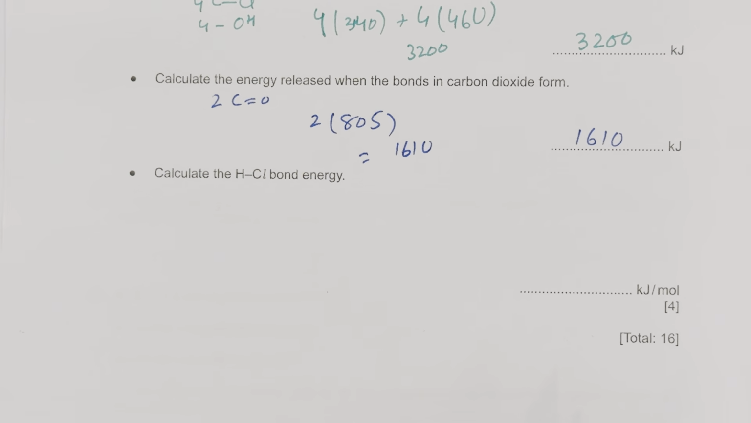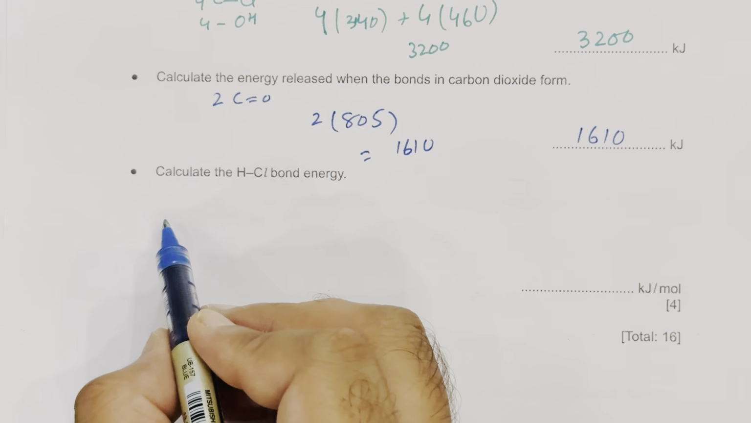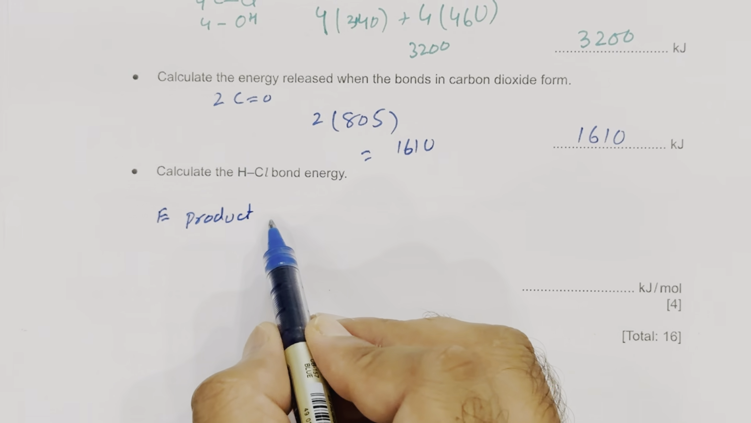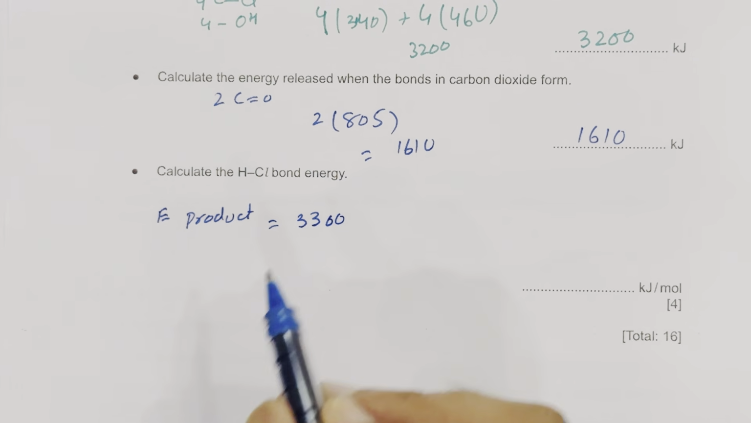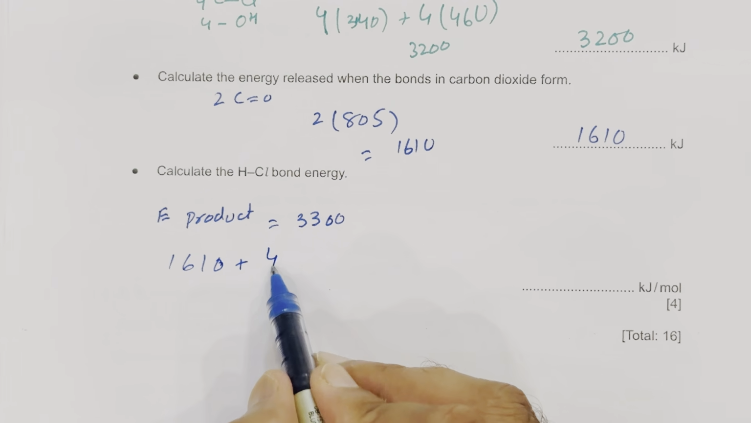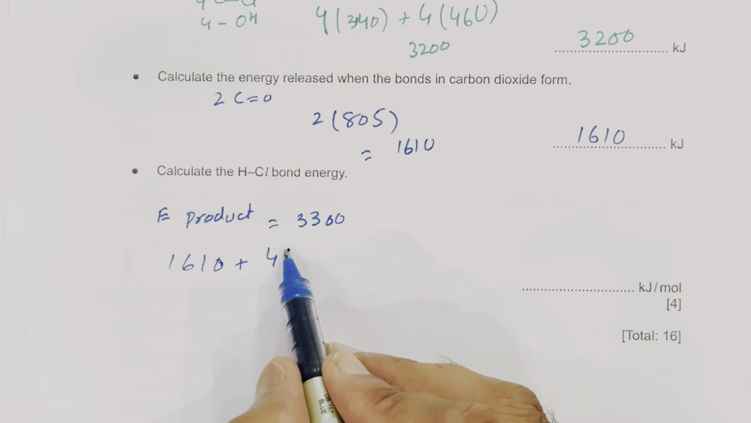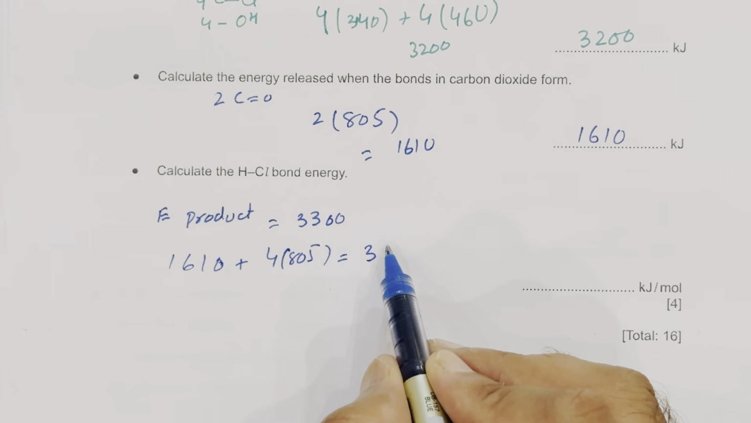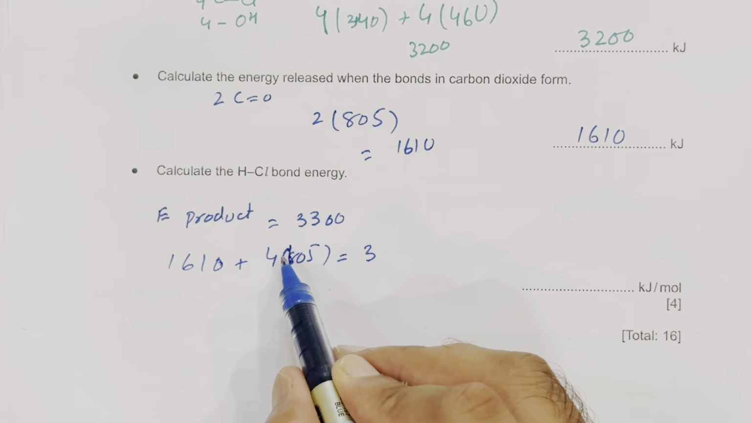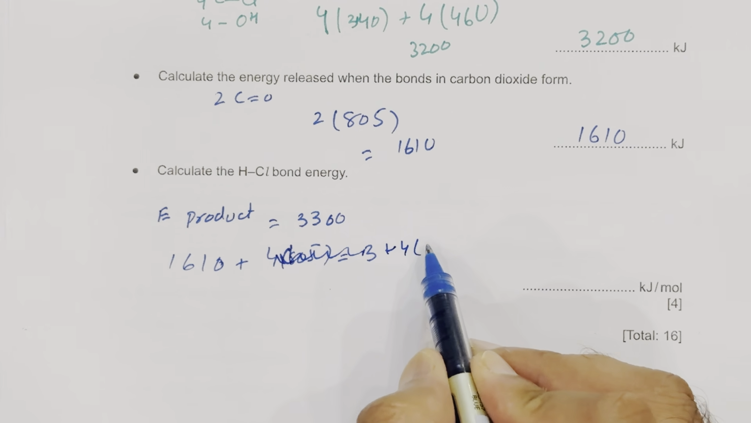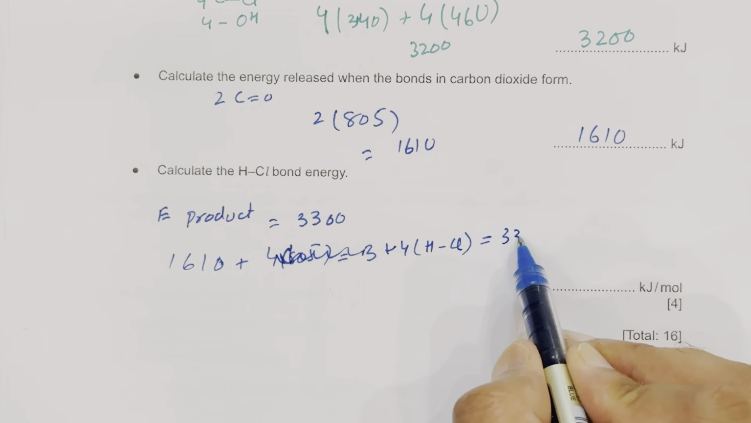Next part is calculate the A–Cl bond energy. And delta H is given, that is minus 130. We know that the product has the energy of 3300, and we have also calculated 1610 plus 4 A–Cl bonds, which we need to find.